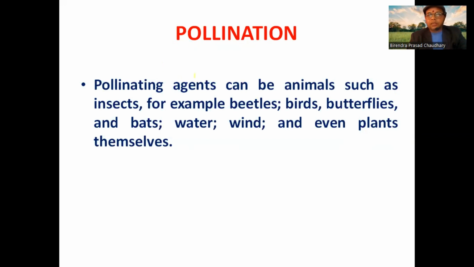Pollinating agents: generally cross-pollination is found, and the agents can be animals such as insects, for example beetles, birds, and butterflies, bats too, water, wind, and even plants themselves. But generally you can consider entomophilous, like in the family Brassicaceae, where cross-pollination is found, which is entomophilous generally. In this family also, entomophilous cross-pollination occurs generally.